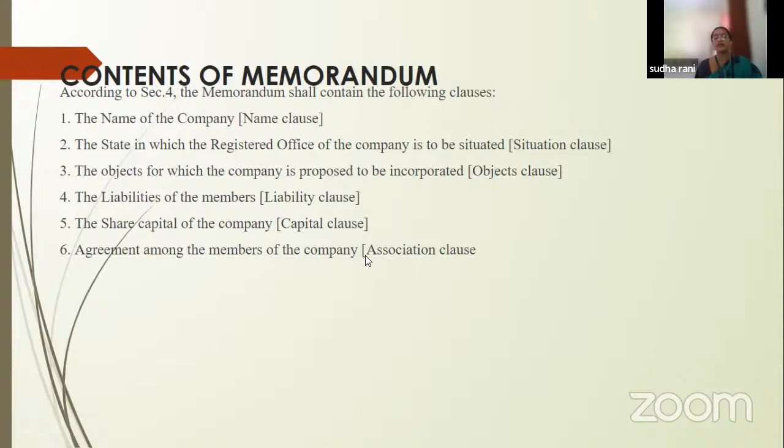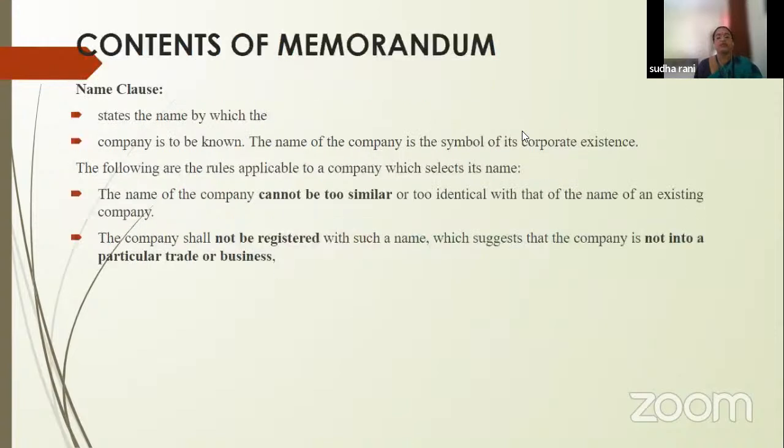A company is going to continue for a long time. It is an artificial person, and the joining, death or insolvency of any member will not affect the company. But the people who made this document may or may not be there. So in order to avoid these problems and disputes in future, whoever the people involved in the preparation of the memorandum have to sign. The details of those people are there in the 6th clause. Let us see about these contents in detail one by one.